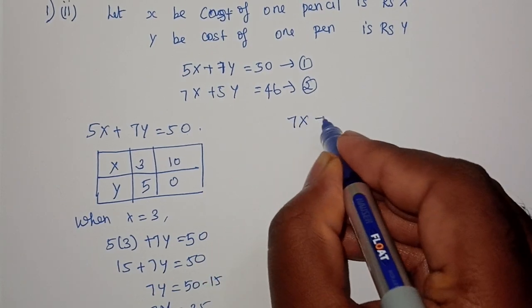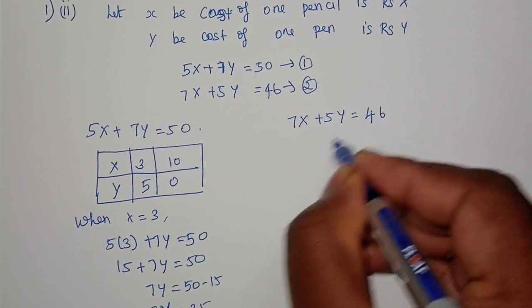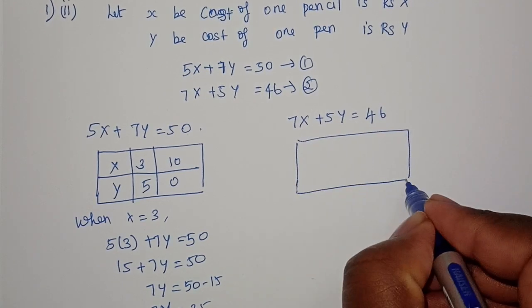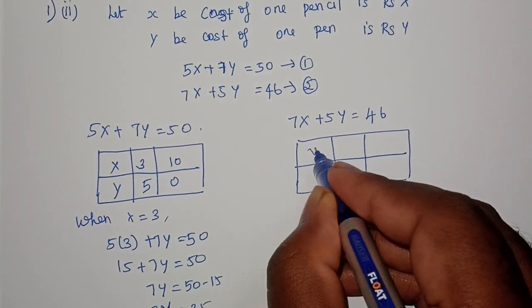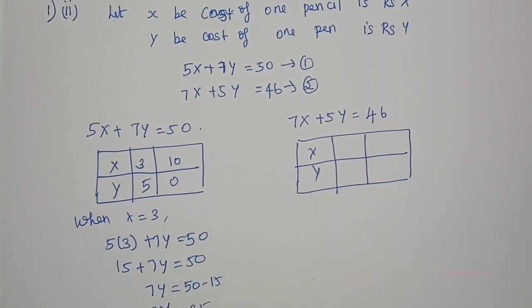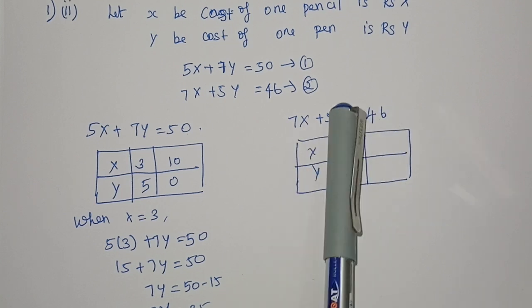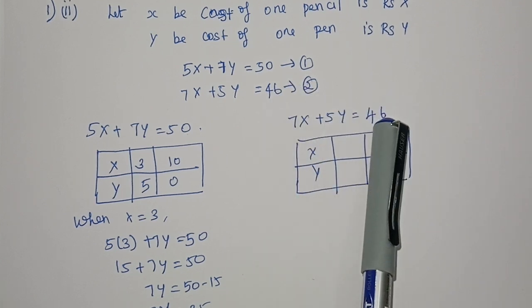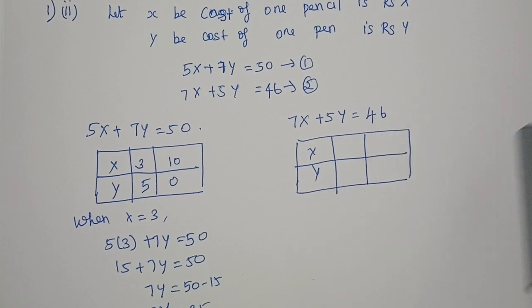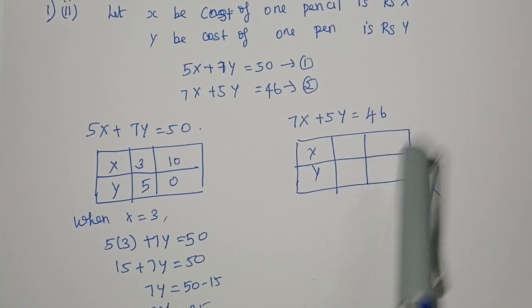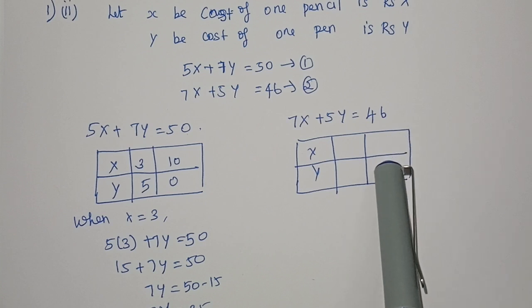Okay, there are 2 points. Next equation, 7x plus 5y is equal to 46. Here from this equation we cannot take 0 in both. If x is equal to 0, we get 46 by 5. If y is equal to 0, 7x is equal to 46, x is equal to 46 by 7, we get a point. Plotting such a point is very difficult. So I advise you to take the values which are divisible.